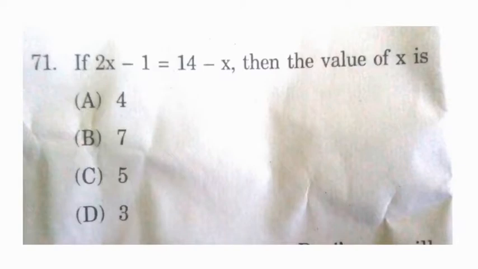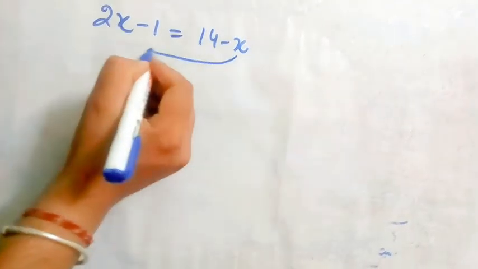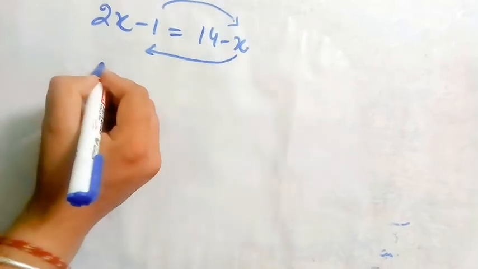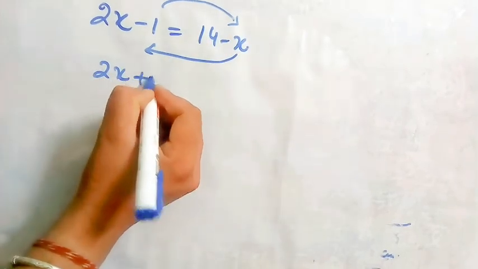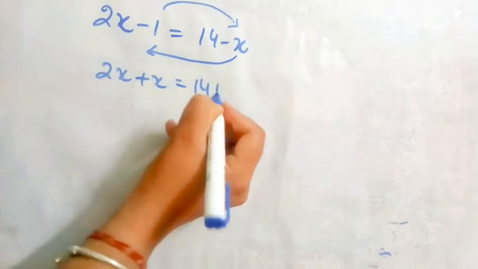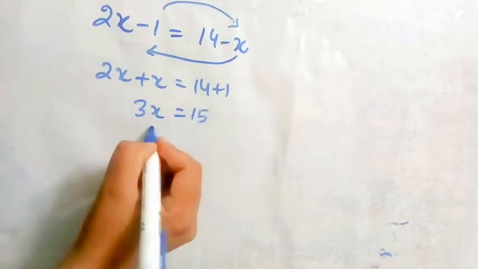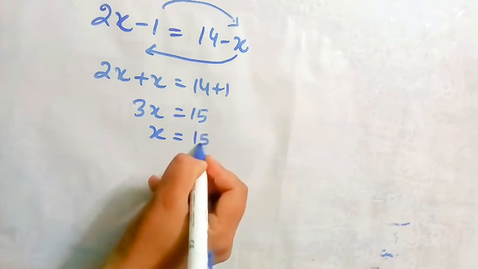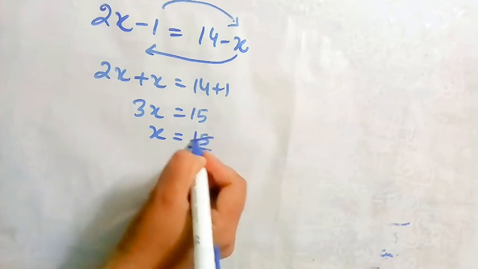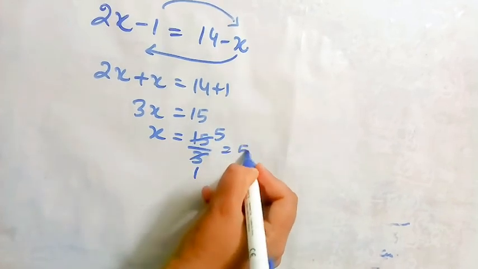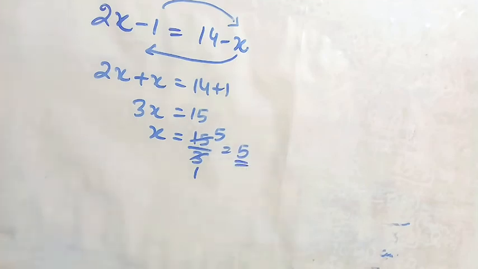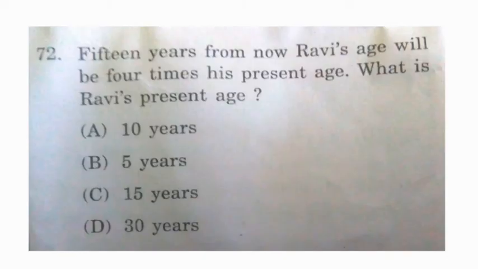And the next question is, if 2x minus 1 equals to 14 minus x, then find the value of x. It is simple linear equation. 2x minus 1 equals to 14 minus x. So bring x to the left, it will become 2x plus x, and take 1 to the right, it will become 14 plus 1. So 3x equals to 15 and x will be 15 upon 3. So 3 5s are 15 which is equal to 5.